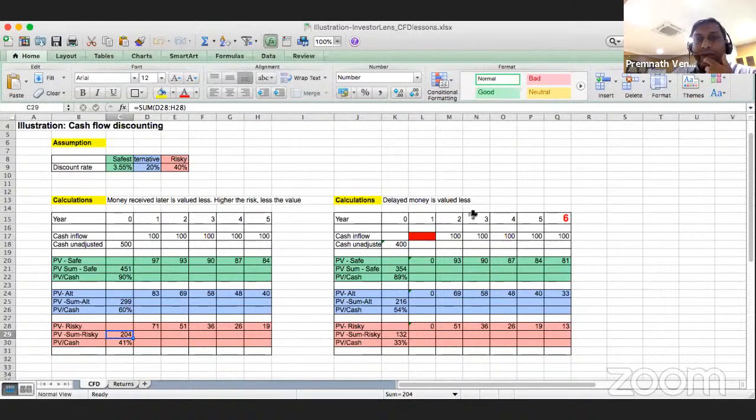Okay, good. Now let's look at the calculation on the right hand side. This is a variation. Now, what did I do here? I said that this particular company did not produce the 100 rupees in the first year. It just was slow in generating money. Instead, it produced it in the 6th year. That same 500. Sorry, this total is wrong. This should be.